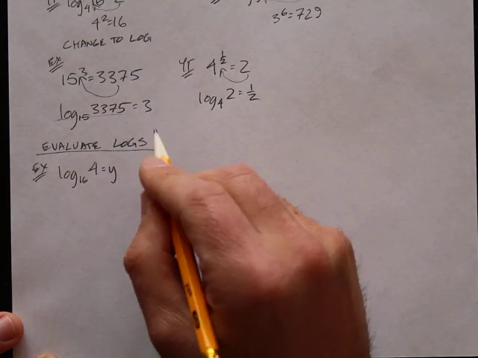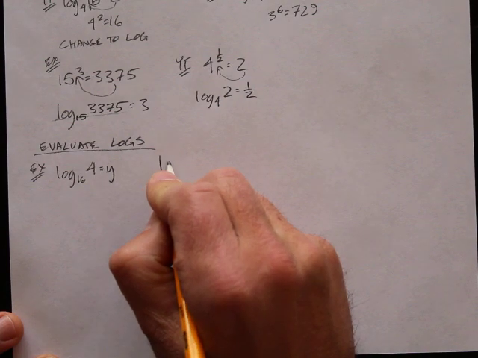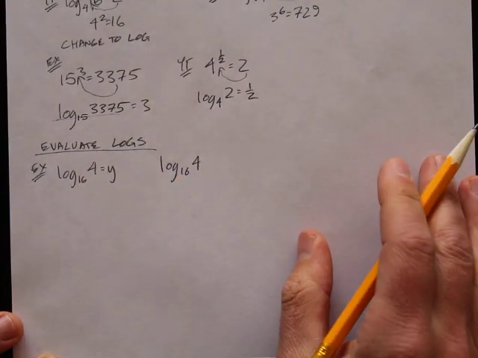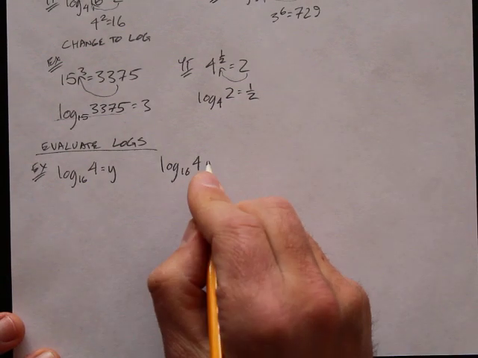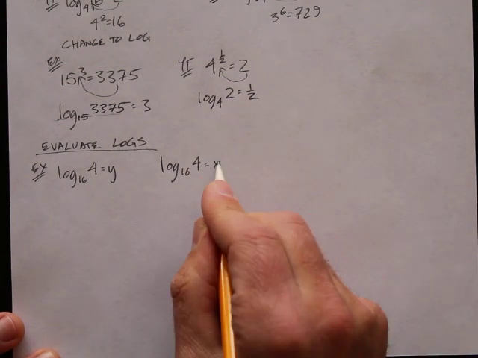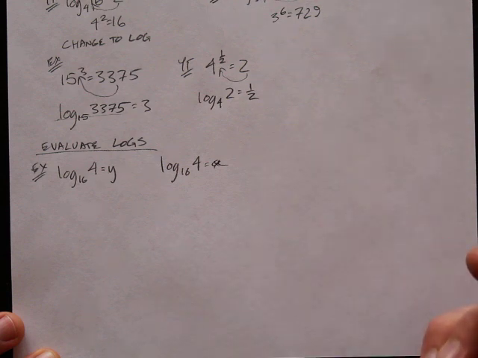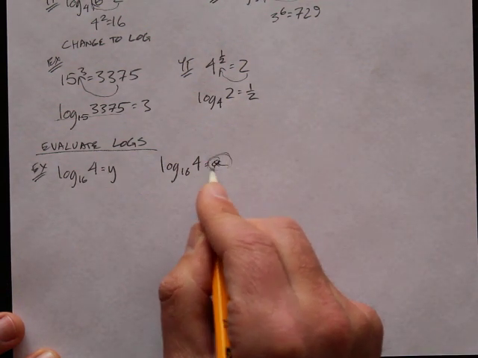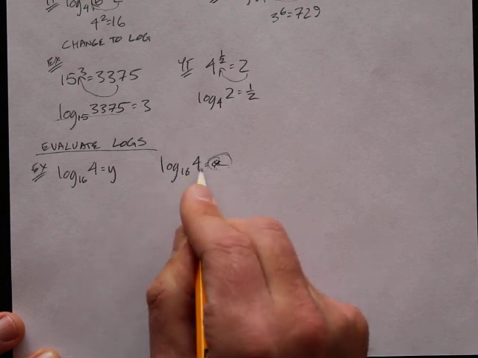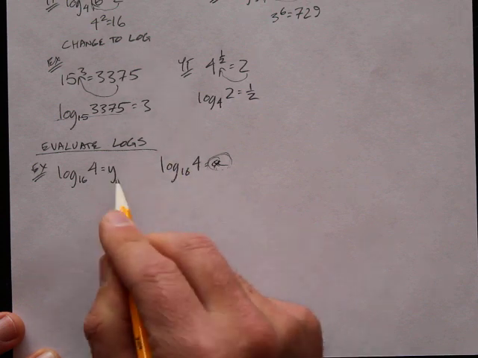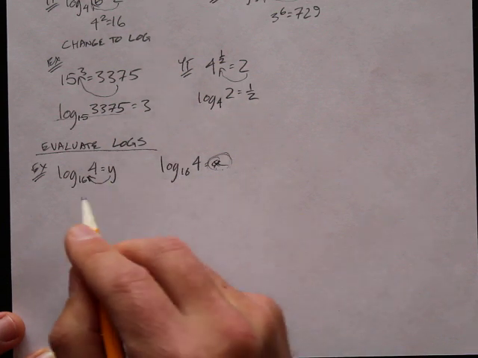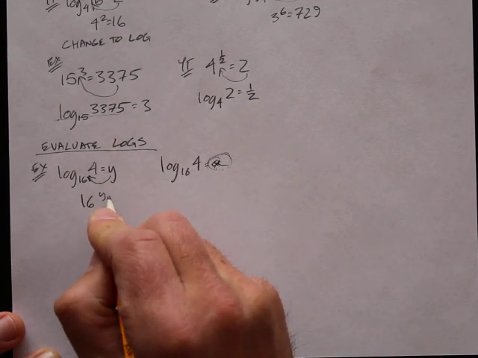Sometimes you might see "evaluate a log," and it'll just say log base 16 of 4. I say equals x, or equals y, or equals a, or whatever it is, and that helps me to know what I'm trying to find. I'm trying to find the value of this log. Okay, so here we have y. I'm going to take this y, jam it up in there, and I've got 16^y equals 4.